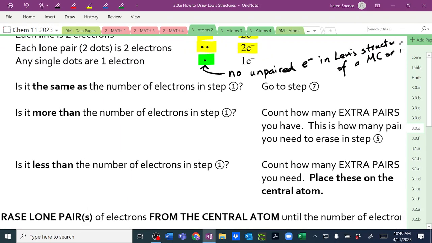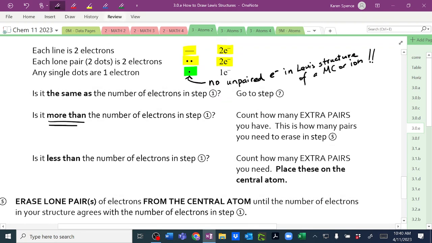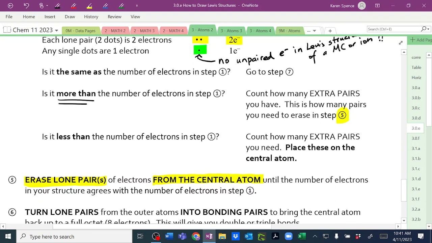Now, if you have too many electrons in your structure, you're going to have to erase some, okay? And you're going to go to step 5. And step 5 is erasing lone pairs. And you don't just erase them from anywhere, you erase them from the central atom until your numbers of electrons add up. Is it less than the number of electrons in step 1? You're going to count up how many extra pairs you need, and you'll just place them on the central atom.